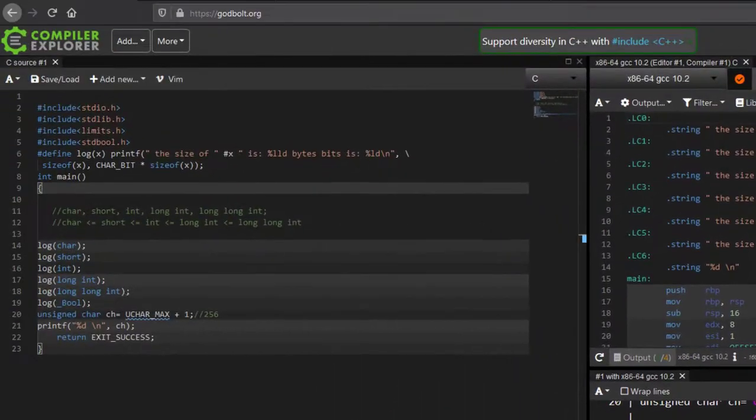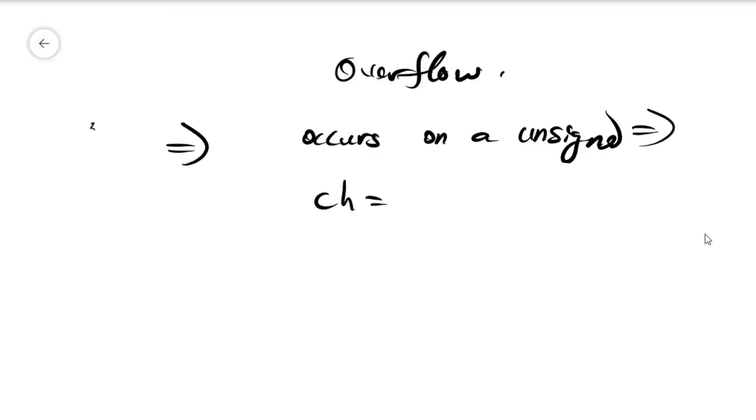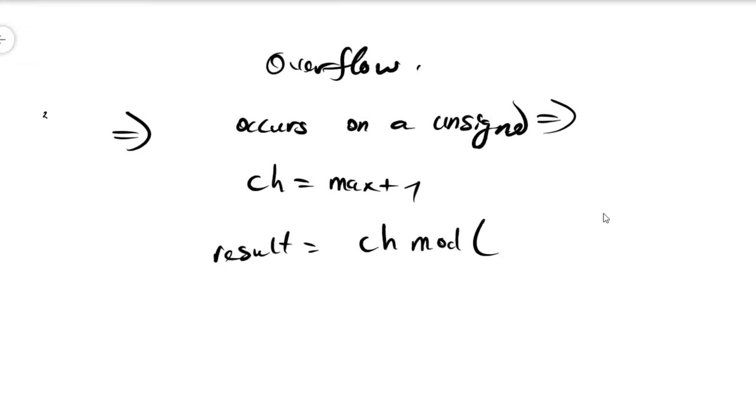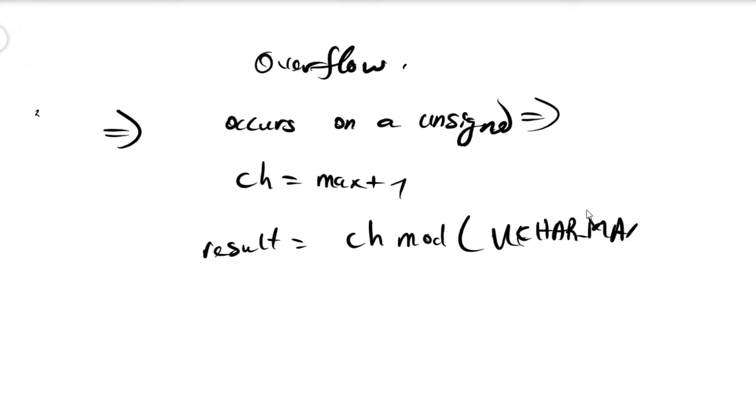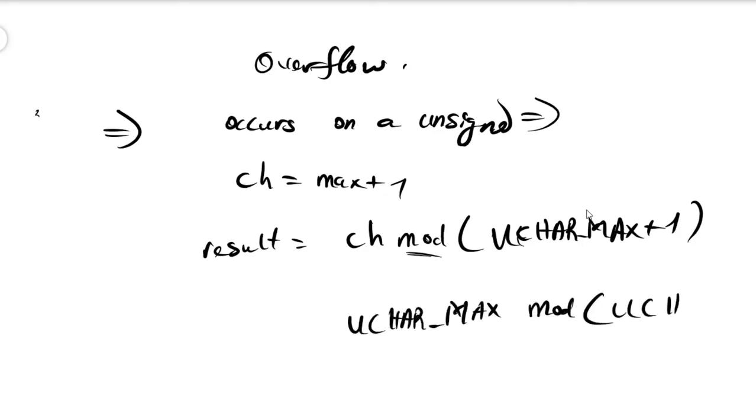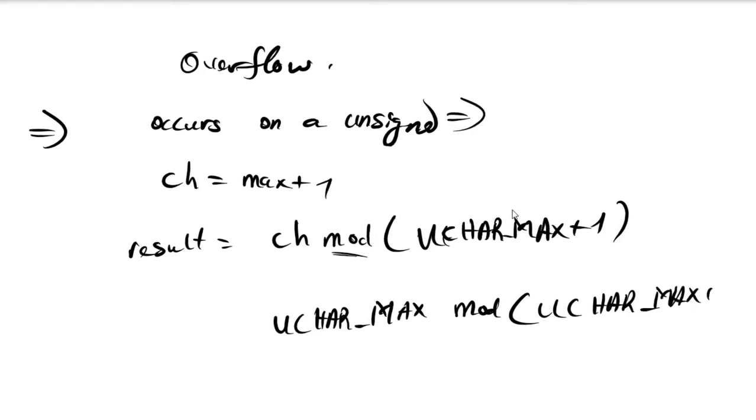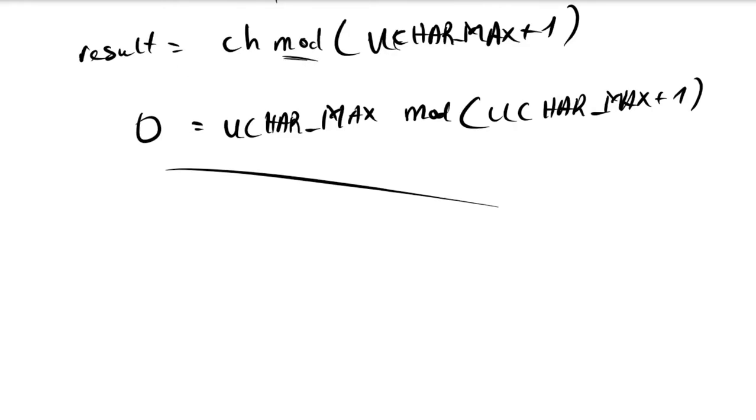Let me explain what really happened. ch was equal to the maximum value plus 1. Now the result will be equal to the value mod the maximum plus 1. What is a mod? A mod simply means the remainder, when you divide this by this, it is going to be the remainder. So ch is actually the unsigned char max, mod unsigned char max plus 1, which is going to give us 0. The result of an unsigned integer type will always be defined.